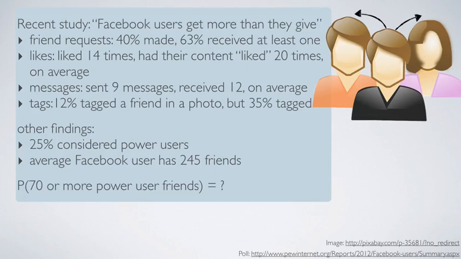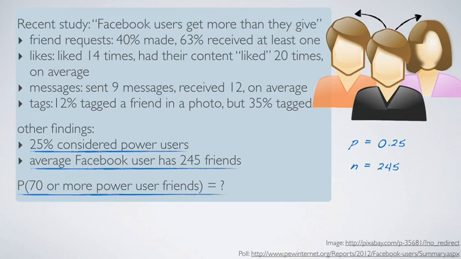We're looking for the probability that an average Facebook user with 245 friends have 70 or more friends who are power users. So what do we have here? 25% are considered power users, which means that probability of success is 0.25, and the average Facebook user has 245 friends, meaning that n is equal to 245. The probability we're interested in is 70 or more power user friends, which translates to number of successes equal to or greater than 70.